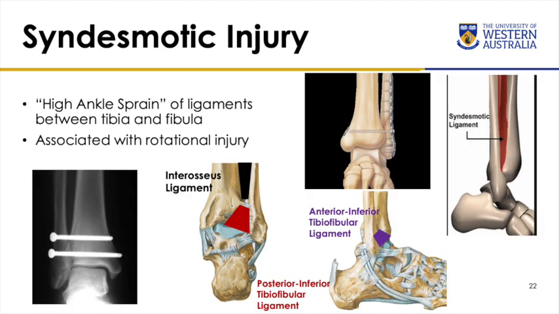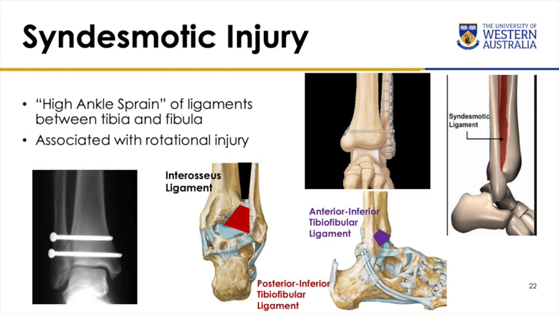A syndesmotic injury, sometimes called a high ankle sprain, is an injury of the ligaments between the tibia and fibula. It is associated with a rotational injury. You can see those ligaments pictured here: the anterior inferior tibiofibular ligament, the posterior inferior tibiofibular ligament, as well as the interosseous ligament.